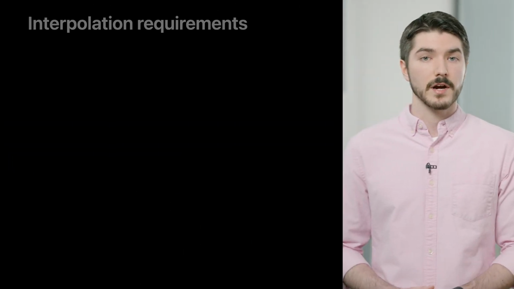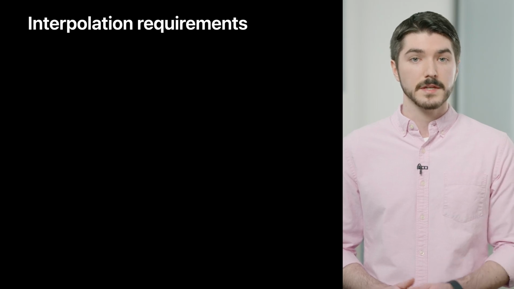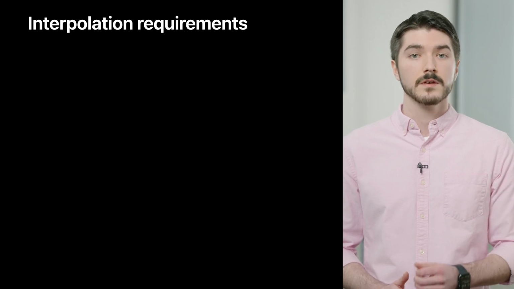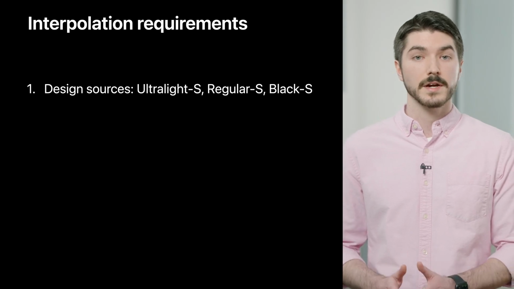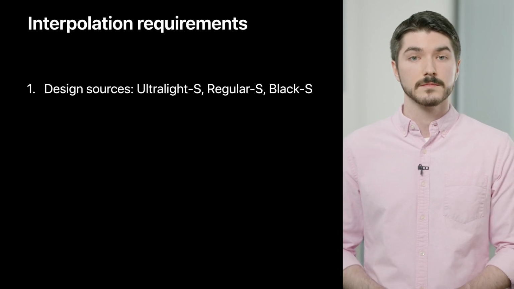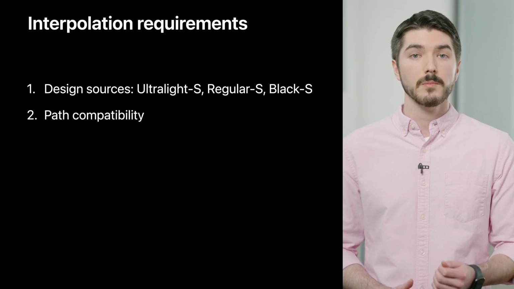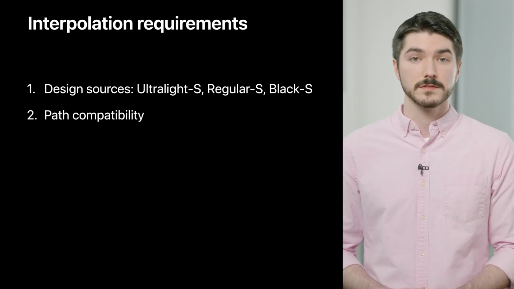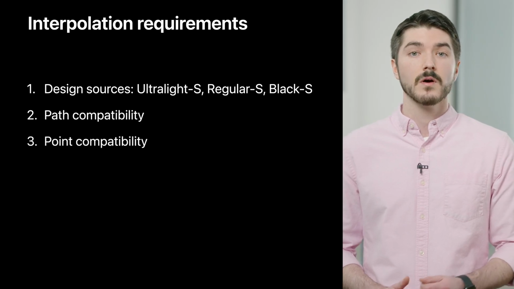Let's recap those requirements. For a symbol to be considered interpolatable, it needs three things. First, the three design sources: ultralight small, regular small, and black small. Second, path compatibility. All paths must match between the sources. And lastly, point compatibility. All matching paths must have the same number of points.